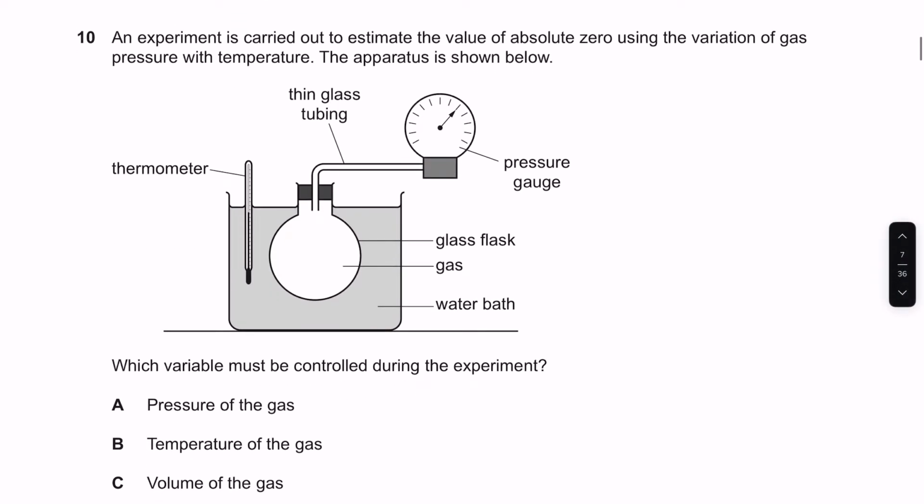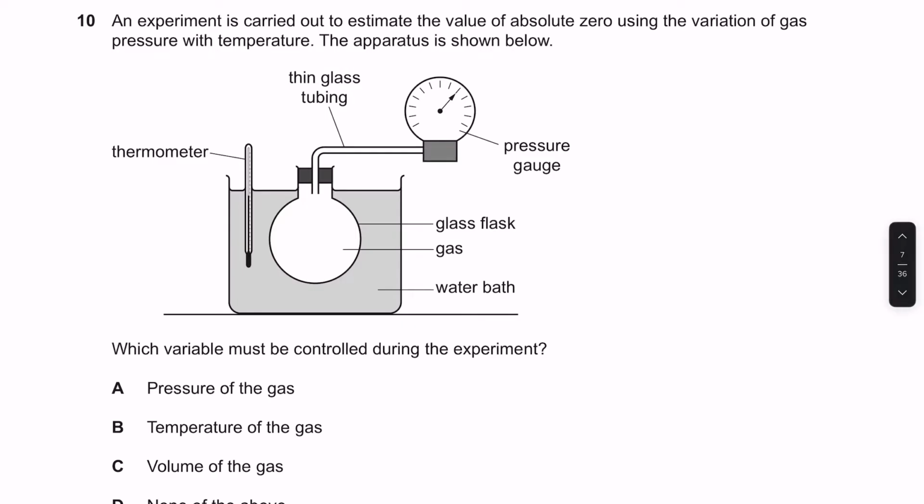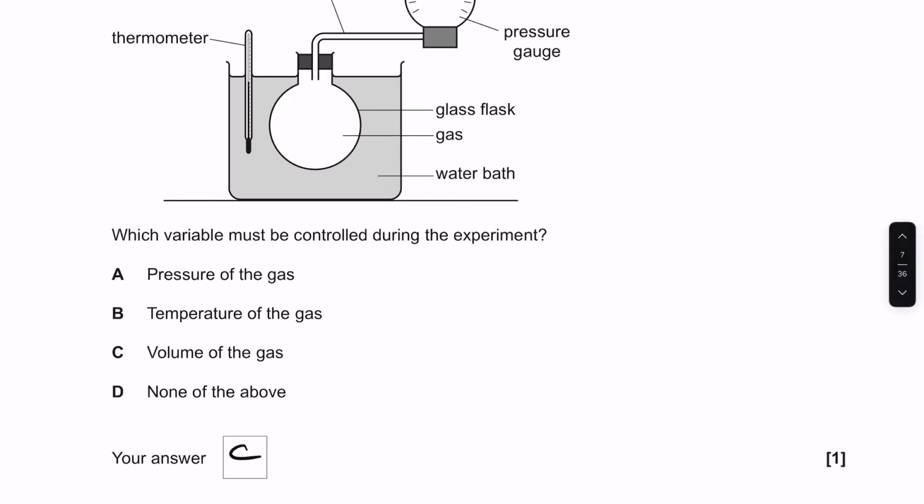Question number 10. An experiment is carried out to estimate the value of absolute zero using the variation of gas pressure with temperature. And we've been given the following apparatus. Which variable must be controlled during the experiment? Well, it's the volume, because PV equals nRT. And if we are analyzing pressure with temperature, we need to keep volume as a control. So C is the answer.